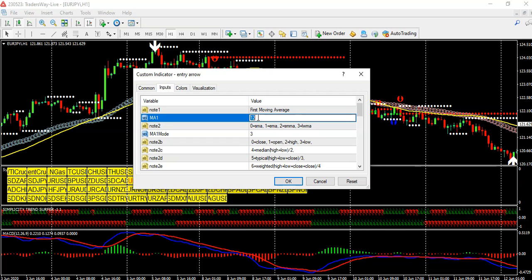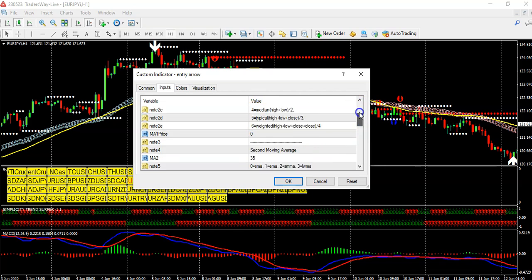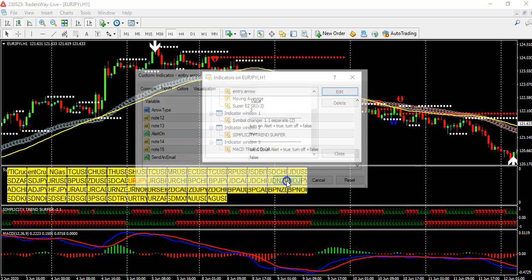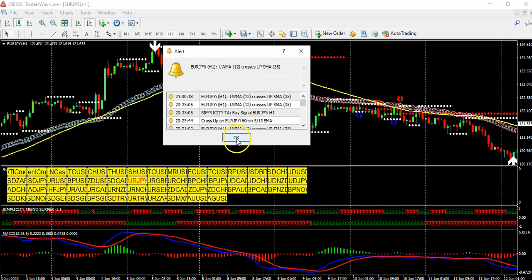So what can likely happen is that you put yourself in a position where you're going to be in more drawdown or consolidation before price really starts to move in your direction. So again, I find that 12 worked really well. So I put 12 here and then slide all the way down. Everything else stays the same, and make sure for alert on that you have true, and everything else is the same. And then you just hit OK, and you're good to go.